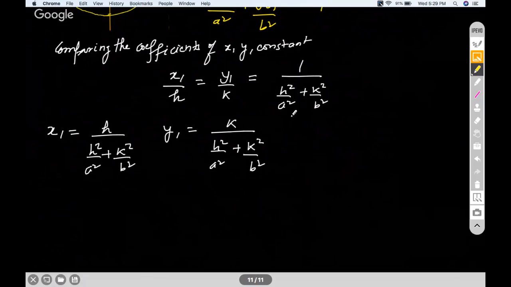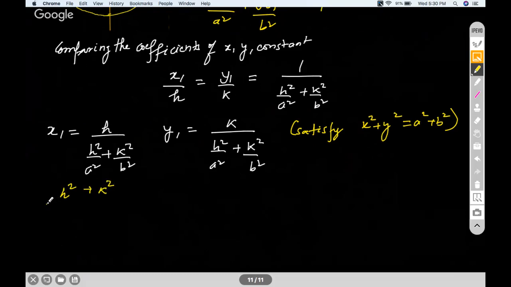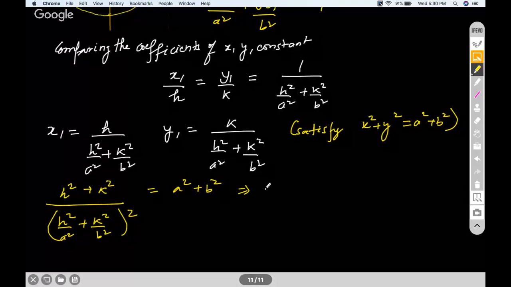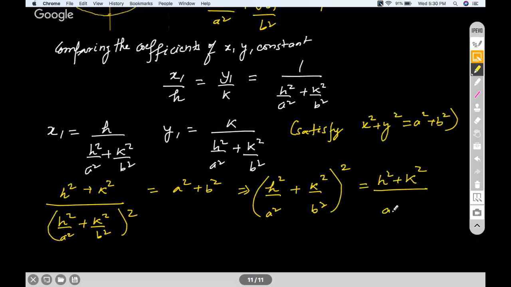So these two should satisfy x square plus y square is equal to a square plus b square, right? Which means h square plus k square by h square by a square plus k square by b square whole square should be equal to a square plus b square, right? So if you just simplify this a bit, we'll get h square by a square plus k square by b square whole square will be equal to h square plus k square by a square plus b square.